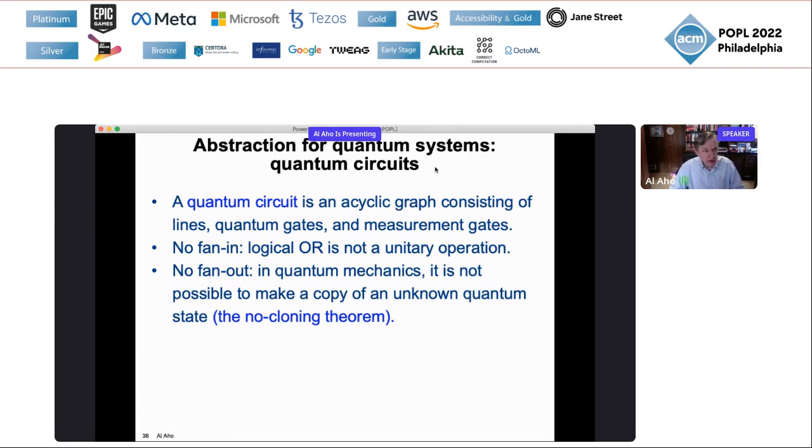In addition, no fan-out is possible because in quantum mechanics, it is not possible to make a copy of an unknown quantum state. This follows from the no-cloning theorem in quantum mechanics.